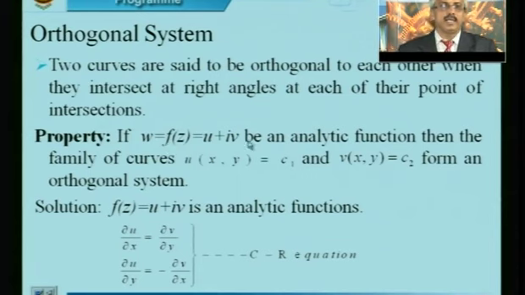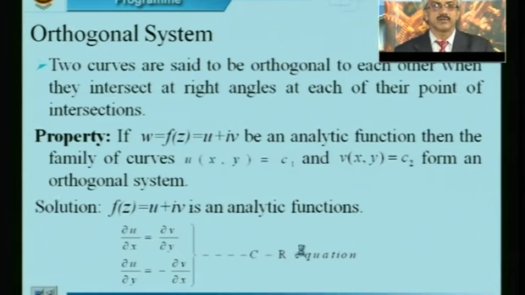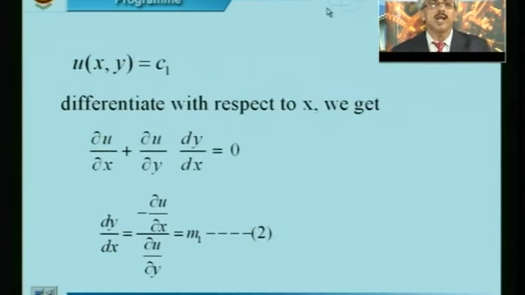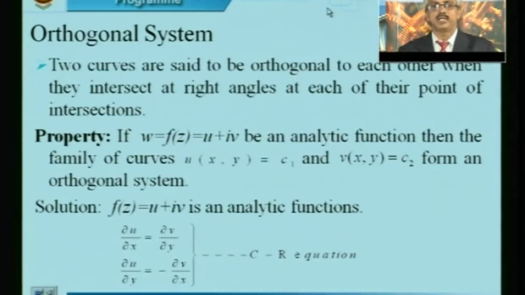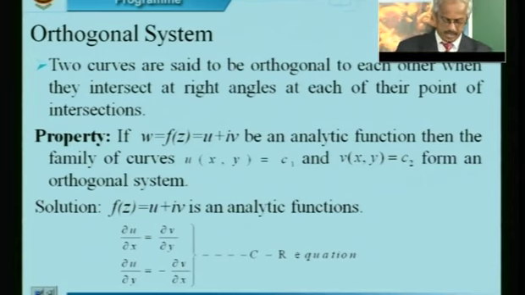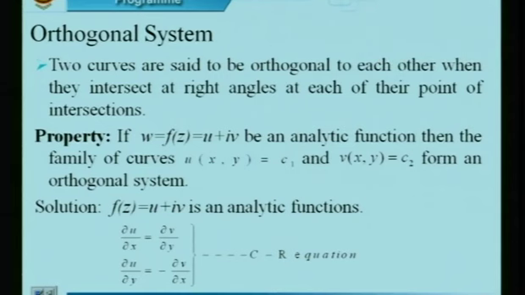Therefore, the statement of this property is: if w is equal to f of z is equal to u plus iv, an analytic function, then the families of curves u of x comma y is equal to C1 and v of x comma y is equal to C2 form an orthogonal system. As usual, f of z being analytic means we need to consider the CR equations. The real part and imaginary part of this analytic function give two families of curves with respect to x and y, and y is also a function of x.